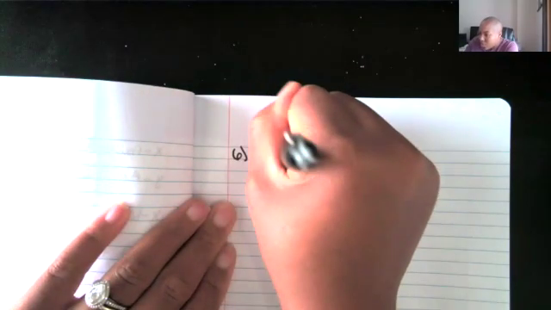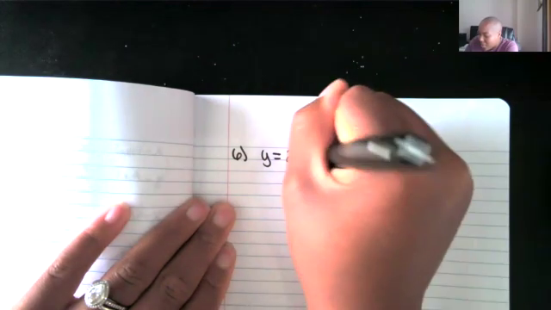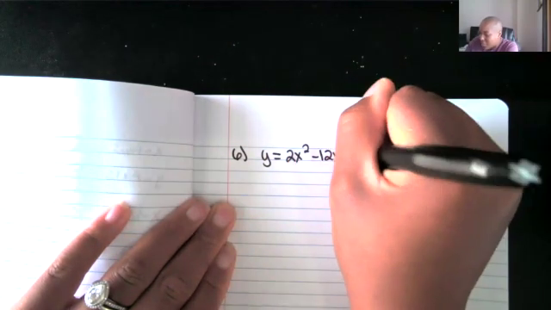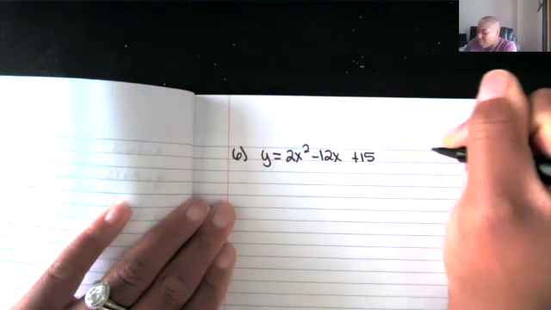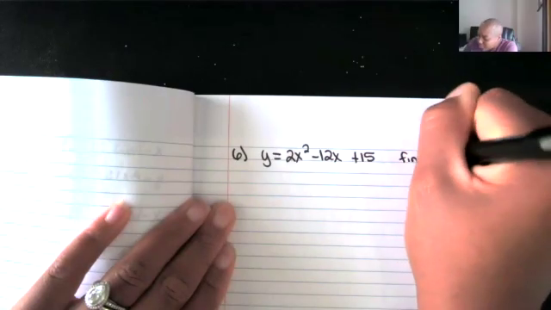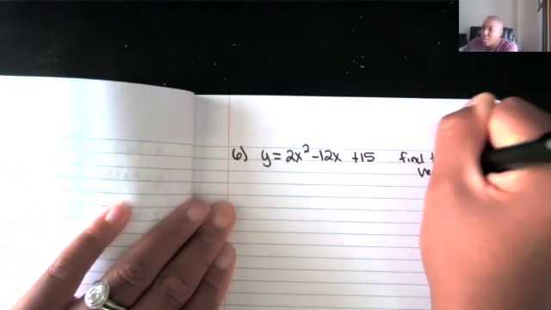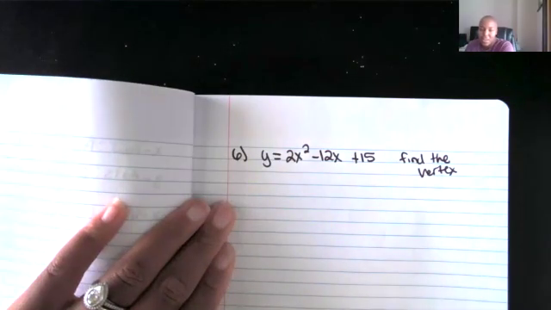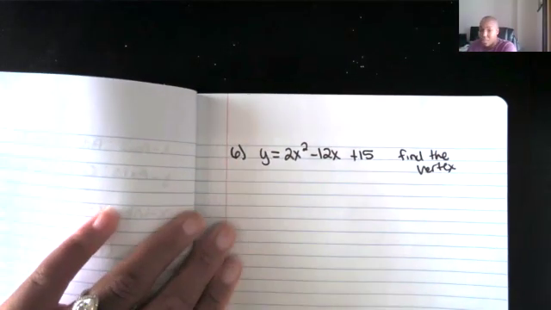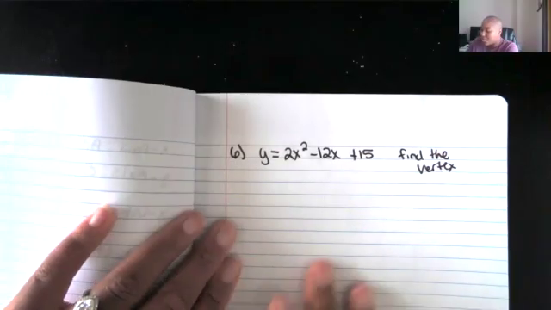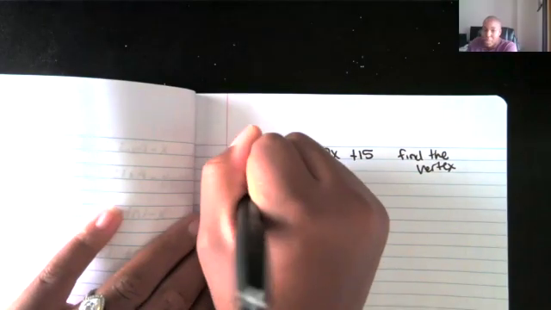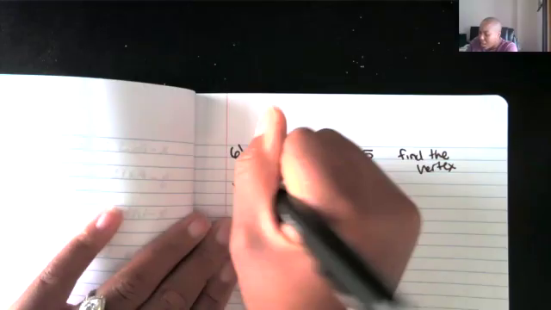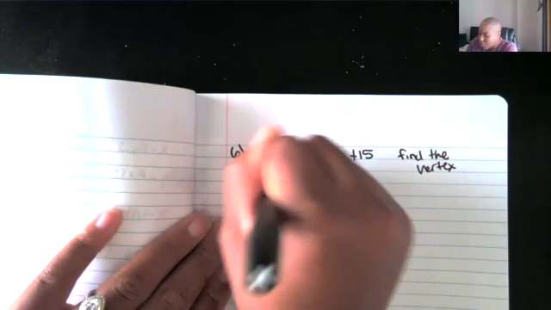All right, so we're on number 6. Given the equation y equals 2x squared minus 12x plus 15, we are supposed to find the vertex. Okay, to find the vertex, you can graph it and then identify the vertex, or we can use the vertex formula. So first, to get the x value of the vertex, the formula is x equals the opposite of b over 2 times a.